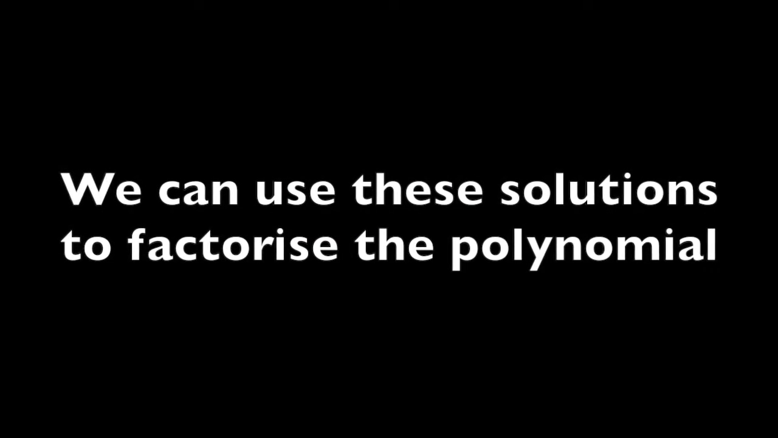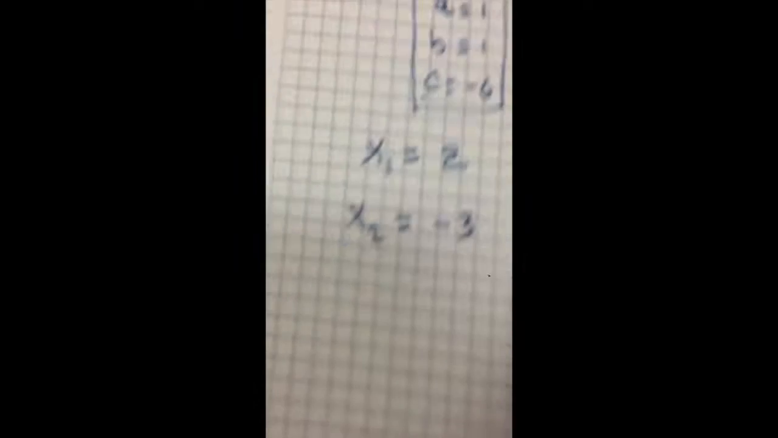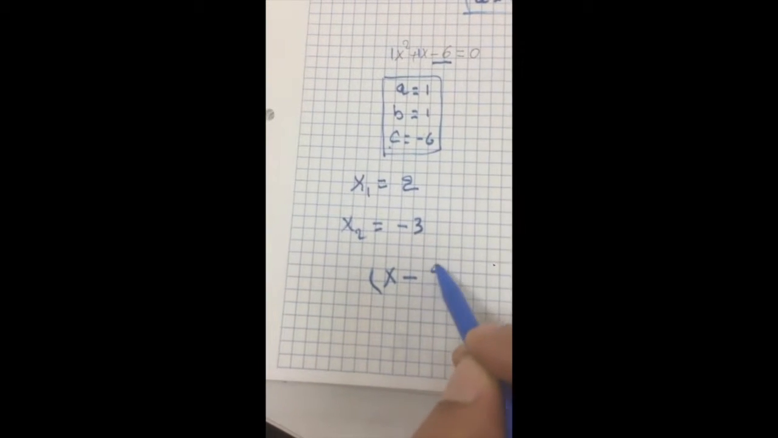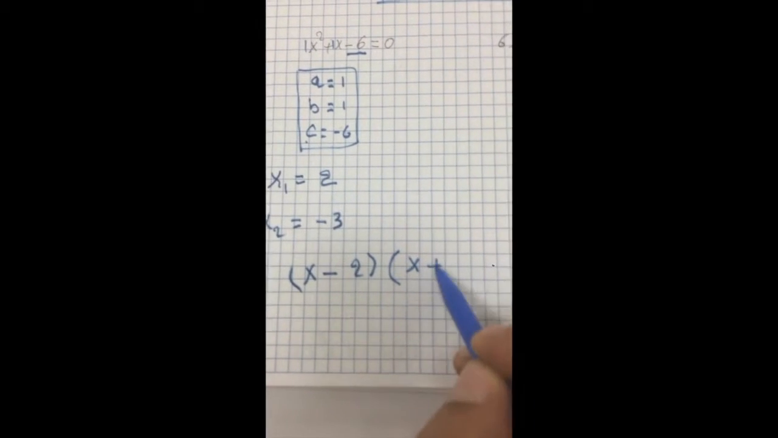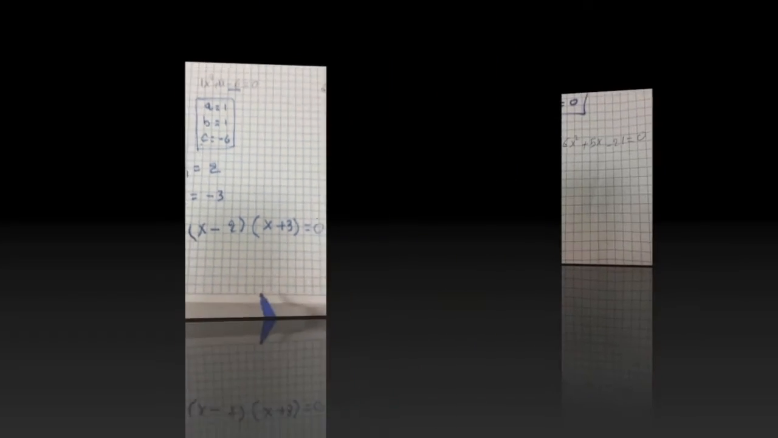We can use these solutions to factorize the polynomial. Our solutions are 2 and minus 3, so we can write factors x minus 2 bracket and then x plus 3. So your equation is going to look like this, equals 0.